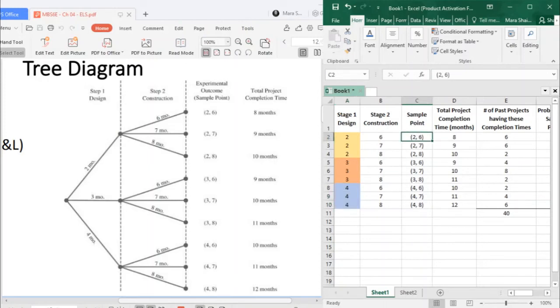This process, which looks like branching out, is what we call a tree diagram. You can see that even though two outcomes have the same completion time of 9 months, the second and the fourth, the breakdown of their 9 months is different. So they have different sample points. One is 2, 7, while the other is 3, 6. Meaning, they are considered different, since their values or sample points differ.